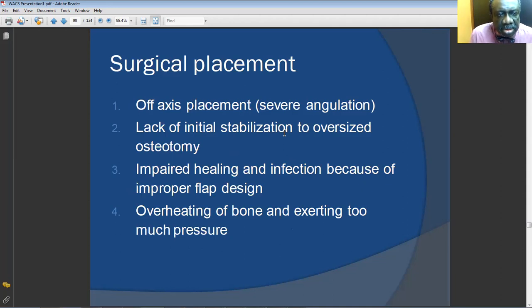Now, surgical placement: off-axis placement, like severe angulation, lack of initial stabilization, or oversized osteotomy site. So don't make the osteotomy site too big. And if you make it too tight, you might end up having pathologic exfoliation. You must make it precise, all right?